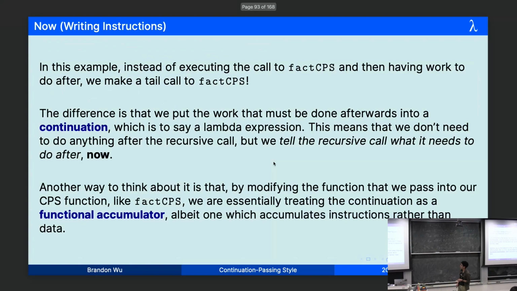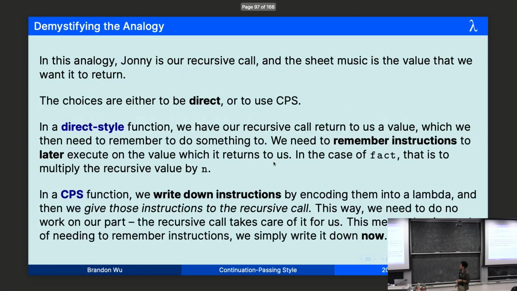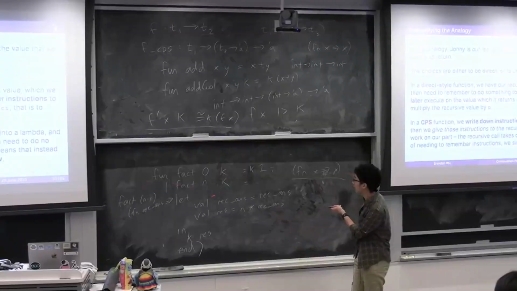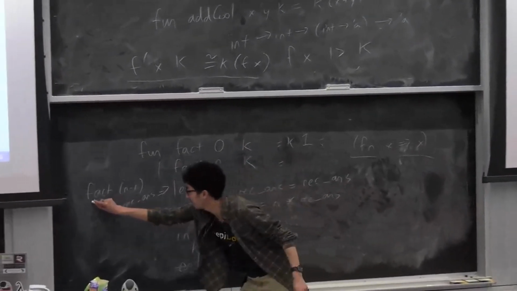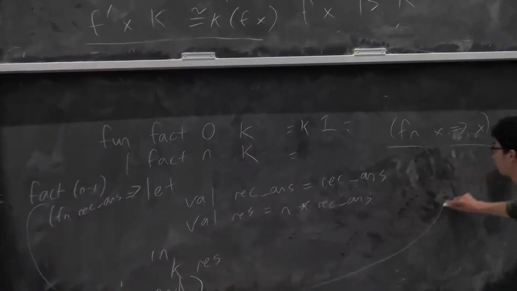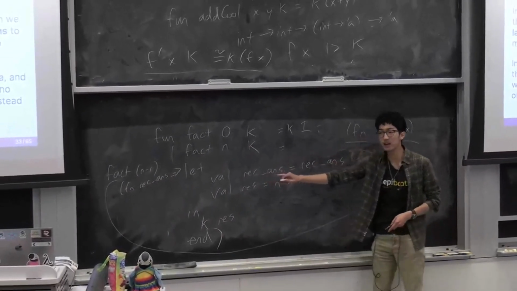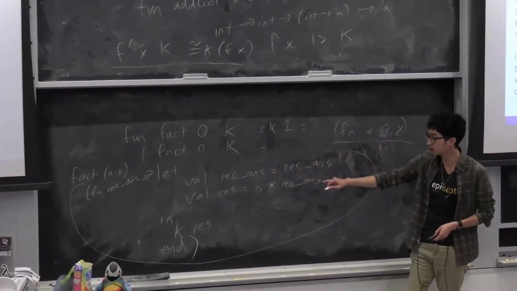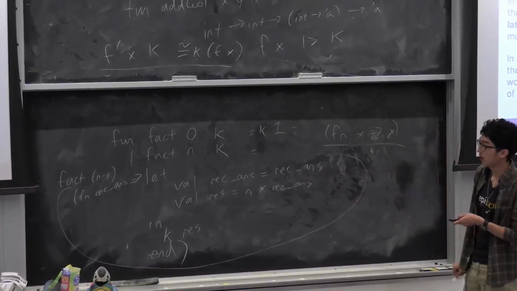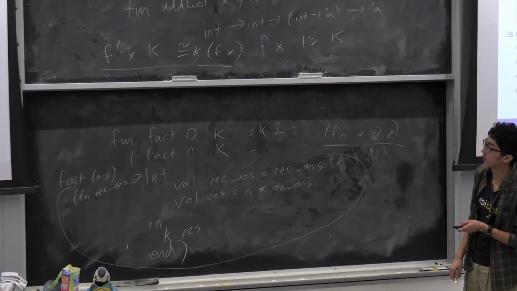I think I'm going to get to the trace. That's the important part right now. Once more, the analogy I'm trying to draw here is that in a direct style function, which is fact as I originally drew it, I had to remember to do this after the fact, versus in a CPS function, I write down this lambda. This lambda is what I write down right now, because it's what's done. It's what the continuation will do. We're going to get to the trace, because this is going to help a lot.